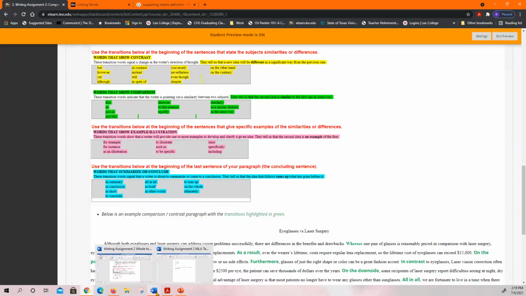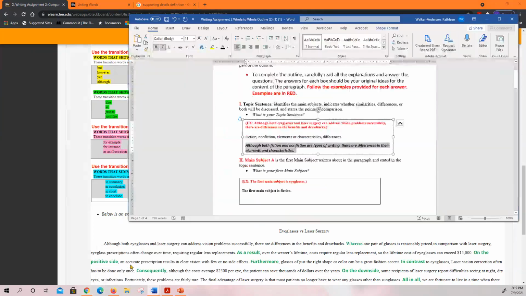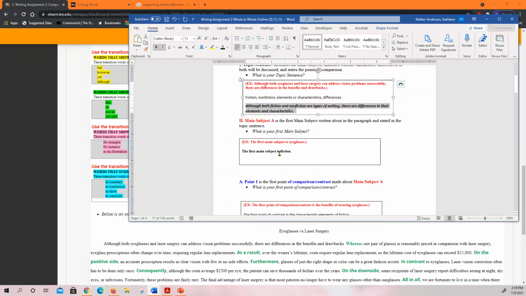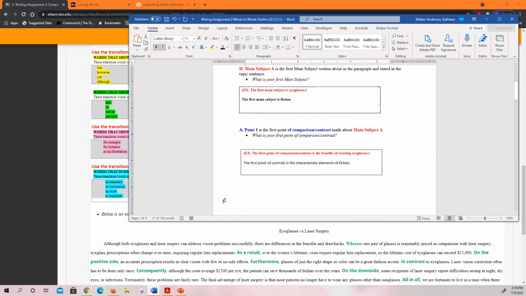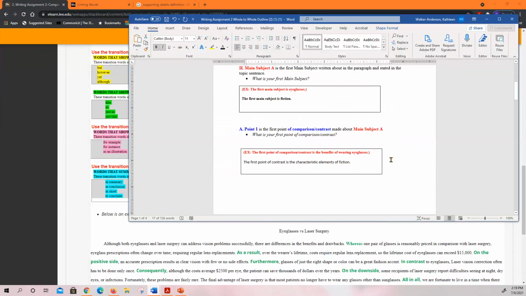So my first idea that I'm writing about is the elements of fiction. So here's my outline. I have fiction and first point of contrast, characteristics or elements of fiction. You do not want that to be your first sentence. You don't state that it's a point of contrast. The only reason we look at it that way is so that you understand the structure, you're putting in the correct information. So you want to change this so that it is worded a different way.